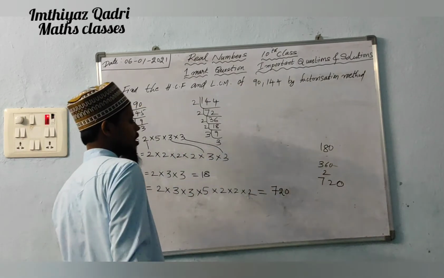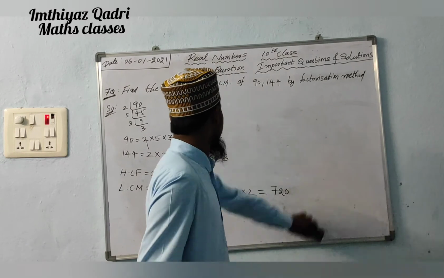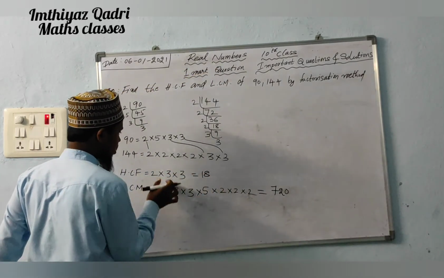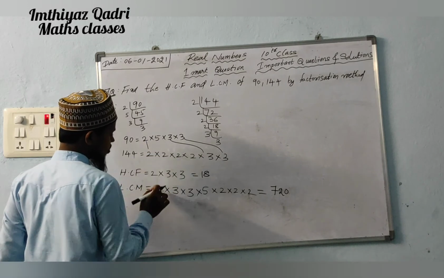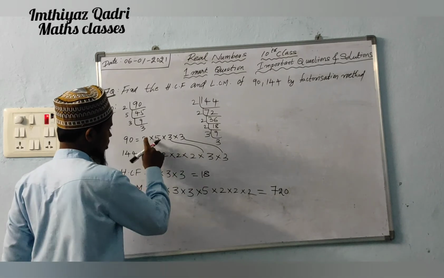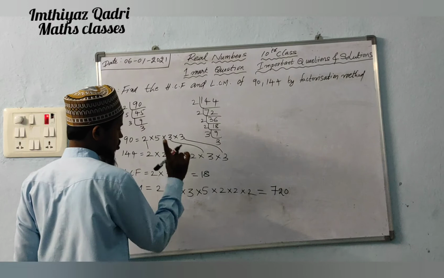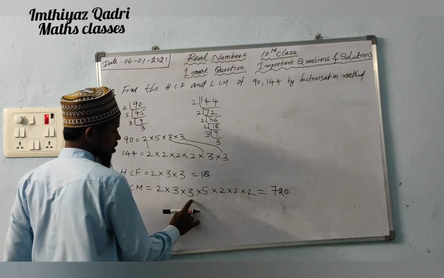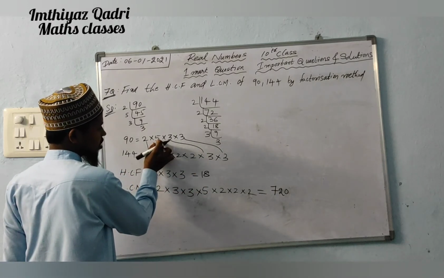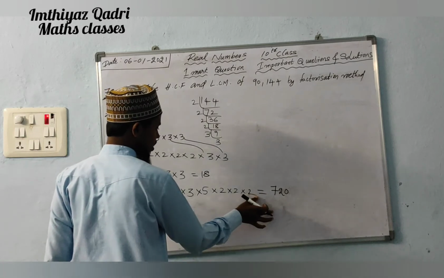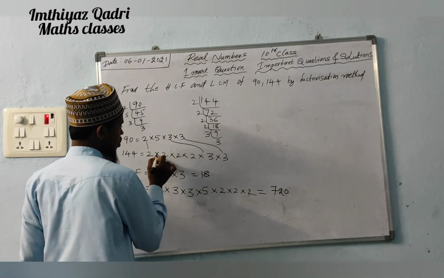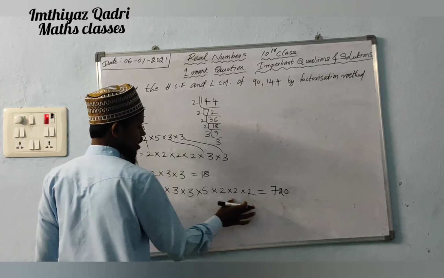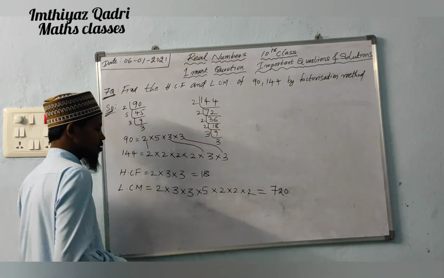This is the answer. See here, LCM means the common factors, write 1 only, here 3, 3, so take 1. Remaining factors you have to multiply with this one: these factors, 5, 2, 2, 2. This is the LCM.